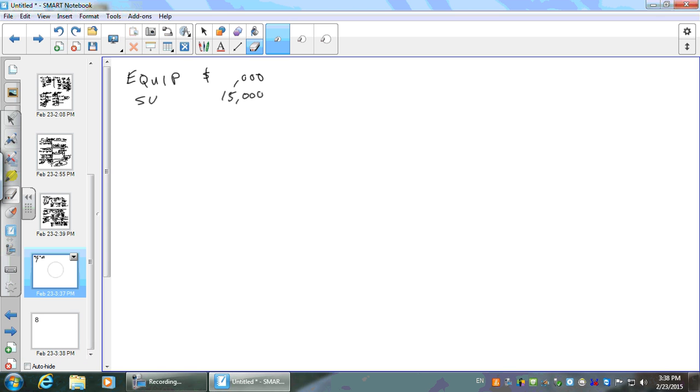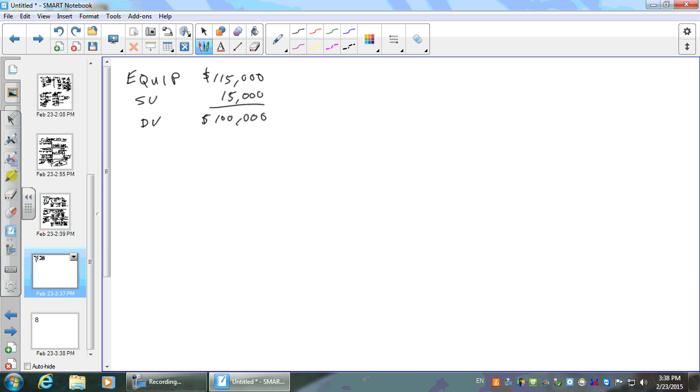So equipment, 115, and salvage value is 15. You like it? So what's my depreciable value? 100,000. I won't tell you the depreciable value in the problem. I bet you can figure that out, right? Take your equipment less your salvage value is your depreciable value. Let's give it a life of 4 years.